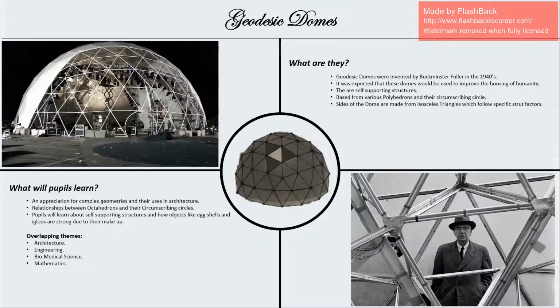So what will pupils learn from the geodesic domes? They will get an appreciation for the complex geometries and their uses in architecture, the relationship between octahedrons and their circumscribing circles, and they will also learn about self-supporting structures and how objects like eggshells are quite strong due to their physical makeup. Overlapping themes include architecture, engineering, biomedical science, and mathematics.